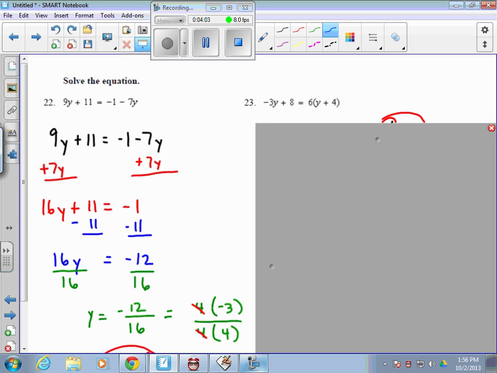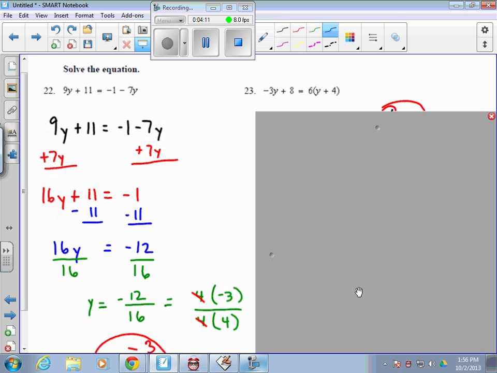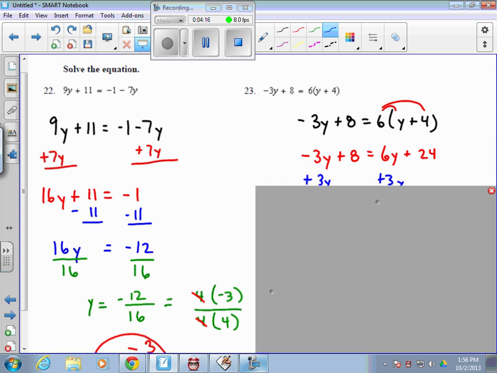4 times negative 3 over 4 times 4. And they cancel out, leaving you with y's value, which is negative 3 over 4. When we look at negative 3y plus 8 equals 6 times y plus 4, distribute first. 6 times y is 6y, and 6 times 4 is plus 24.